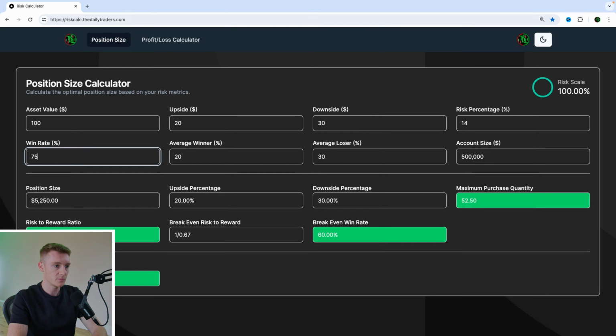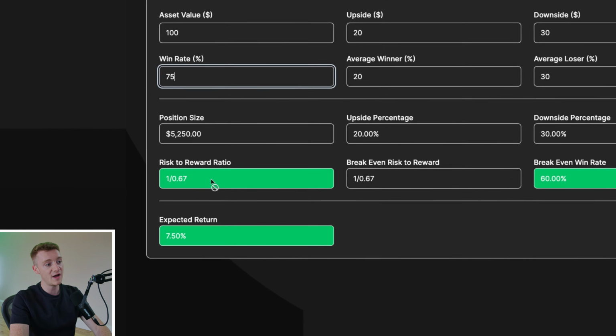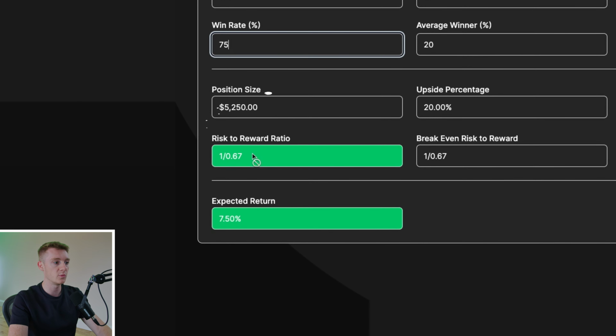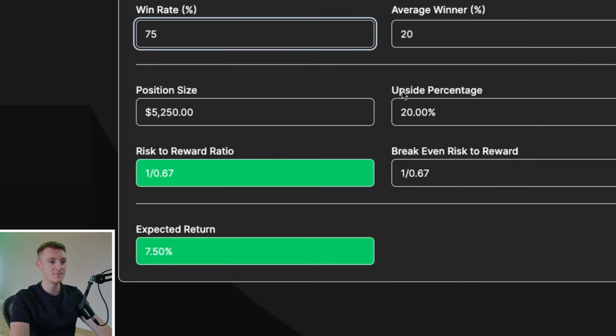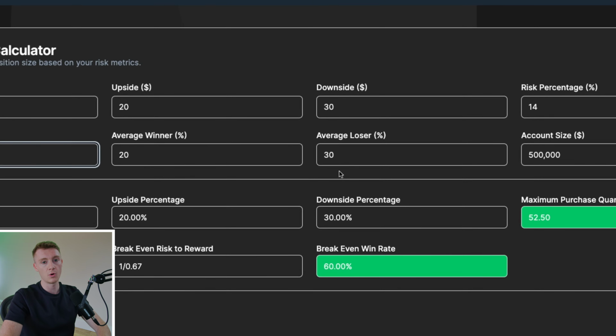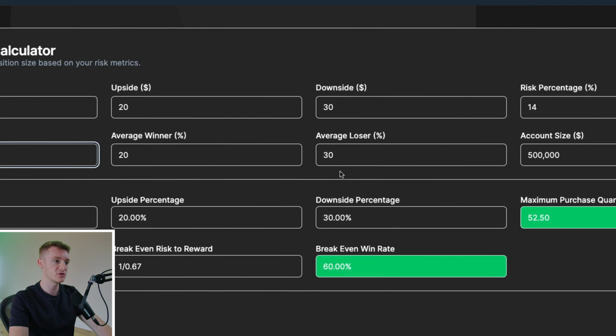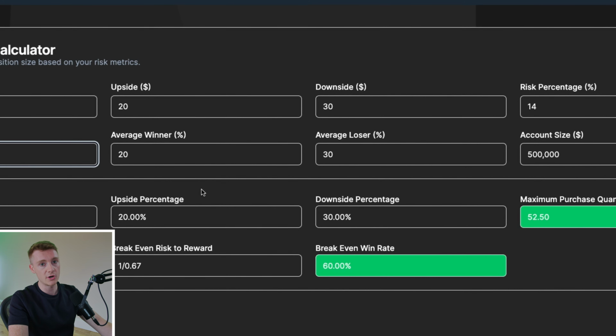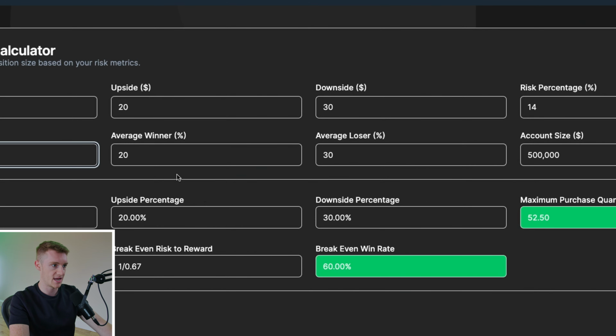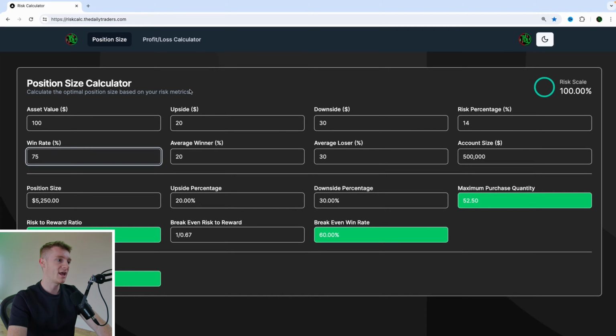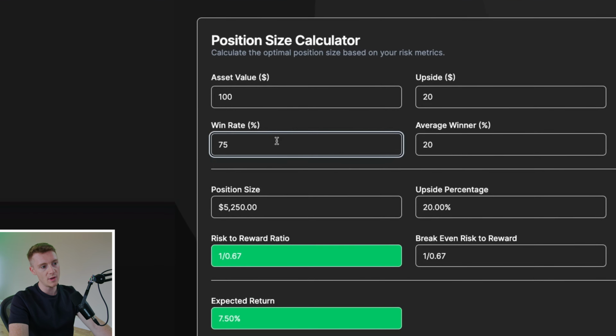And after going back and forth, backtesting the trades and then referencing my risk management calculator, which you can see right here, I was able to find the most profitable risk to reward, which is 1 to 0.67 R, where my average loser or my stop loss is set at 30%, and my average winner or my take profit is set at 20%. Now, to be conservative, I went ahead and punched in a 75% win rate.